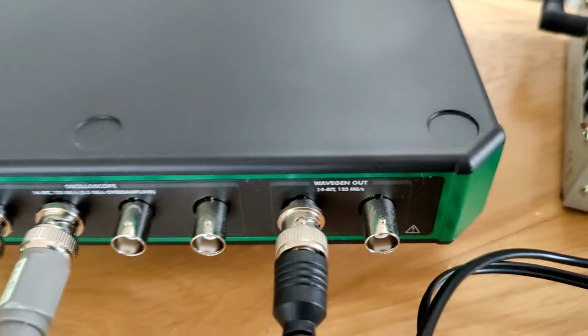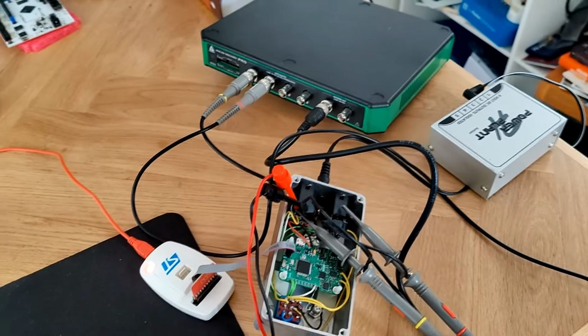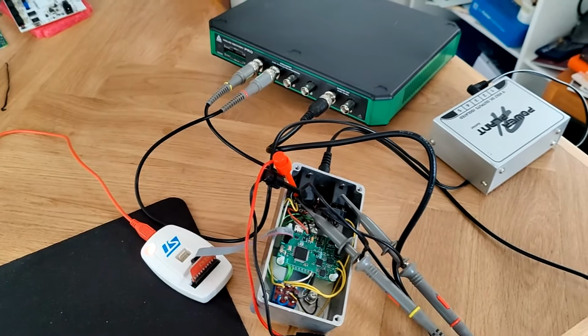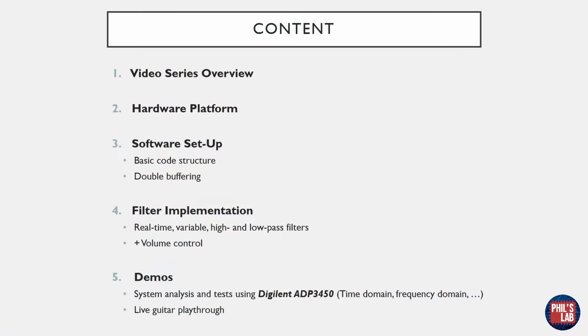And we're using this system to discover digital signal processing, and also to test and analyze the systems and algorithms we are creating. In this first video, I'll give you an overview of what this video series will be about. We'll look at the hardware platform where we'll be implementing these audio processing algorithms. We'll look at how the software is set up, starting with a basic code structure, how the codec is set up, all the drivers and so forth. I'll also explain briefly what double buffering is and why we need it.